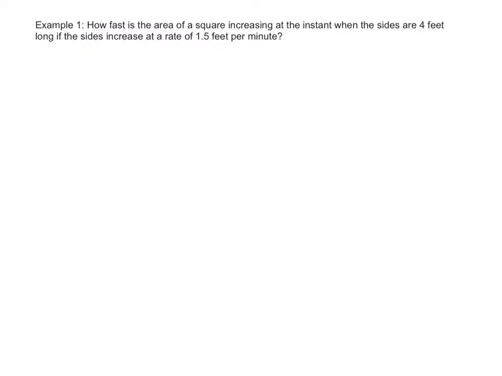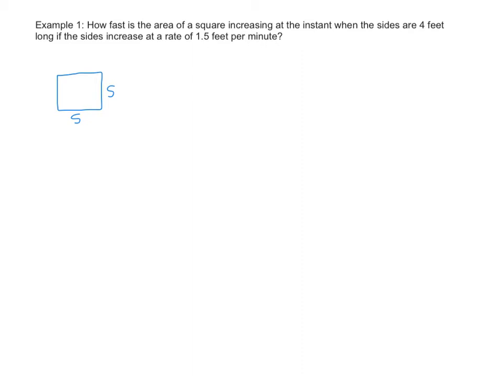Okay, so here's our first example for you to jot down. We want to know how fast is the area of a square increasing at the instant when the sides are 4 feet long if the sides increase at a rate of 1.5 feet per minute. So try to visualize this. We have this square, and let's give it a side length of s. We know that all the sides are equal in a square.